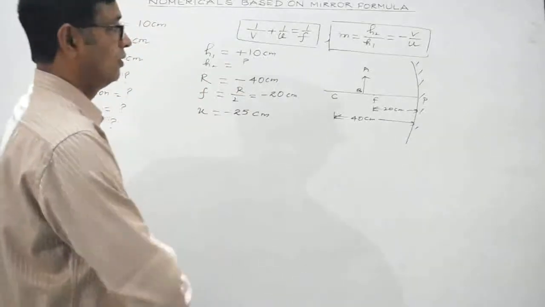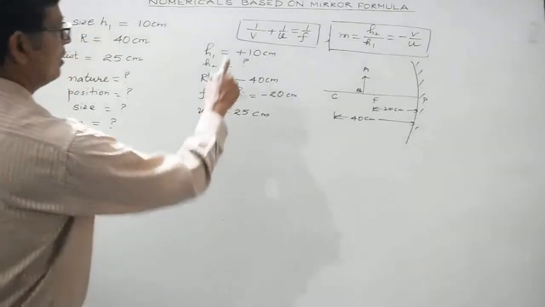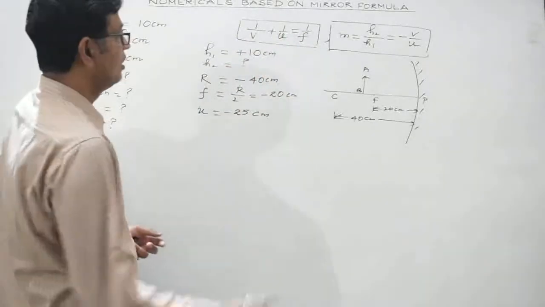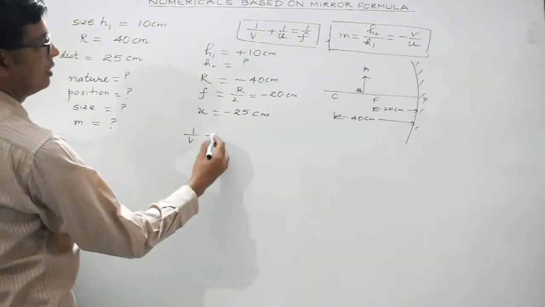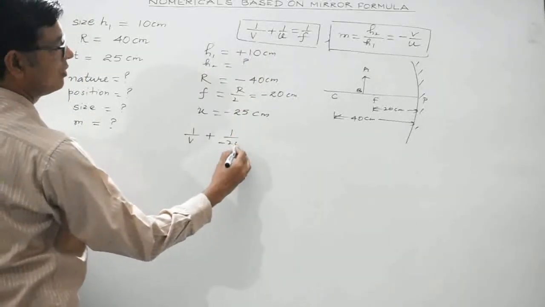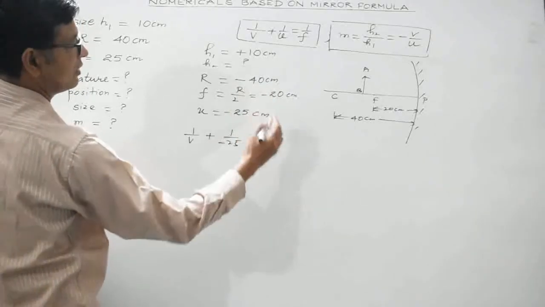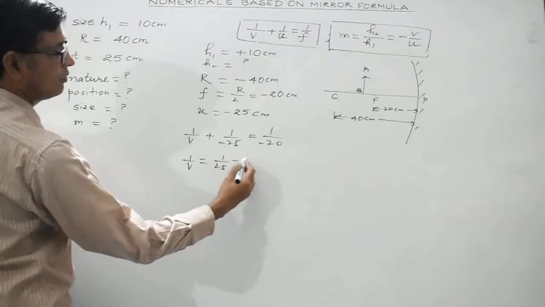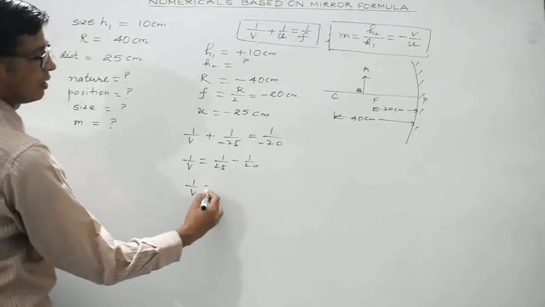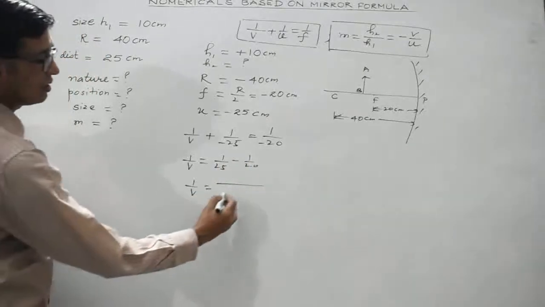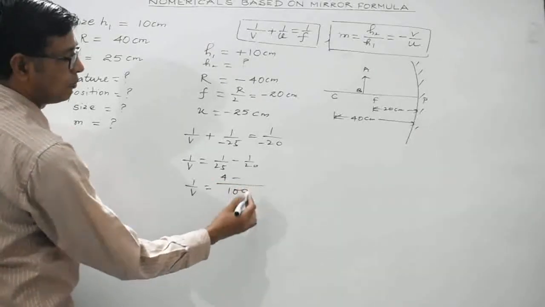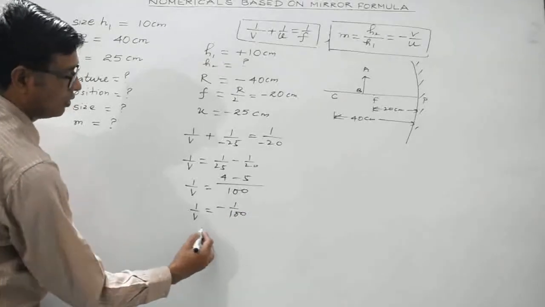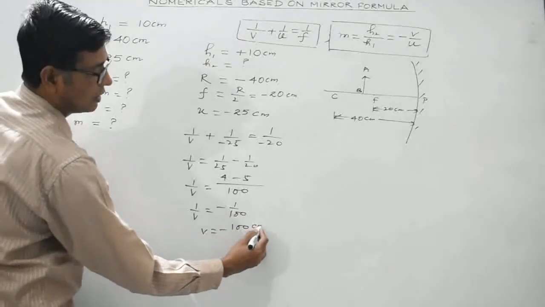So let's deal with it mathematically now. Substitute these values. Out of these three, if two are known, the third can be easily determined. So let's solve it. 1 by V plus 1 by U, where U is minus 25, is equal to 1 by focal length, which is negative, that is minus 20. We can easily solve it. 1 by V will be equal to 1 by 25 minus 1 by 20. LCM can be considered, suppose it's 100. So 4 minus 5 over 100. So 1 by V is equal to minus 1 by 100, or V equals minus 100 centimeter.